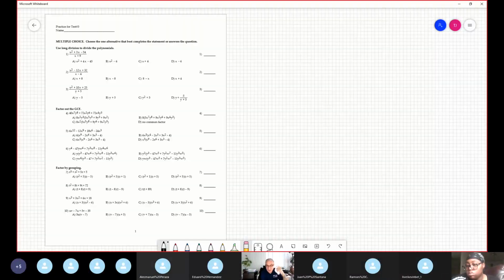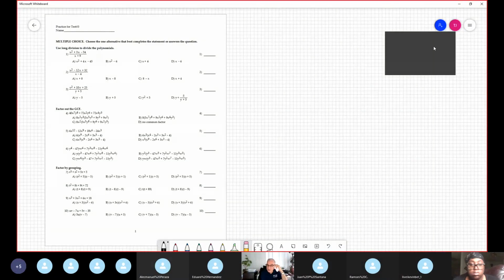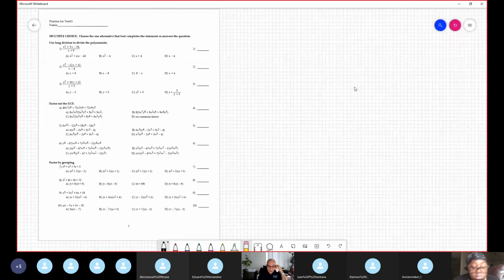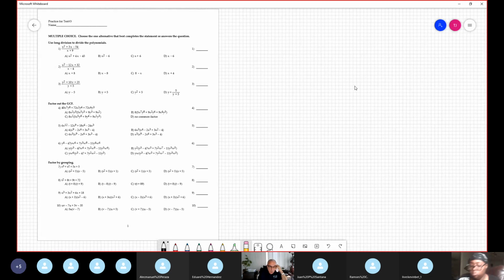Basically, this is about factorization. But okay, well, don't worry. Number one, number two, and number three are typical examples of long division of the polynomial. Let me refresh your memory about long division of the polynomial.